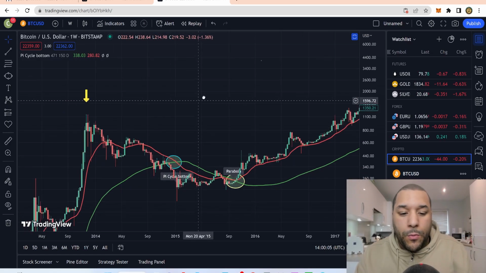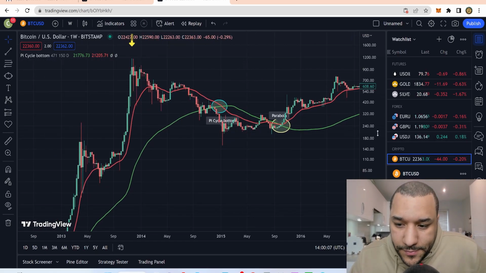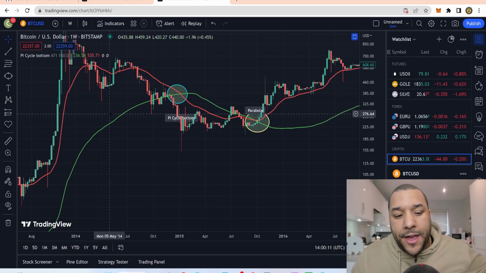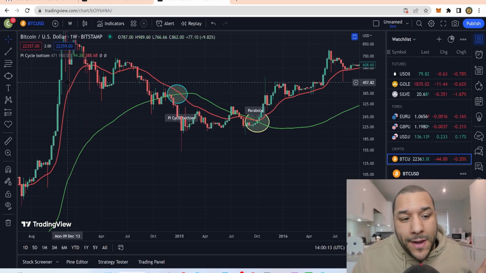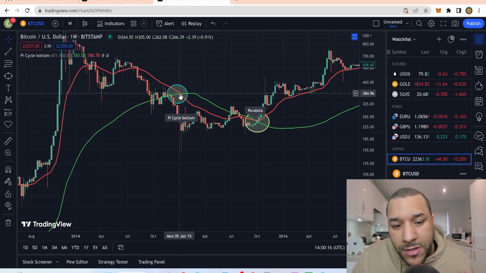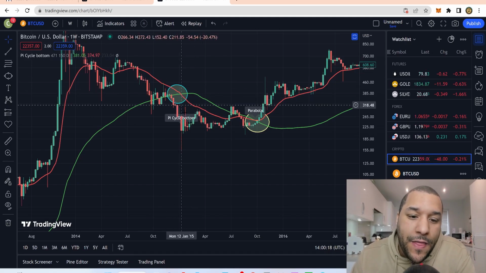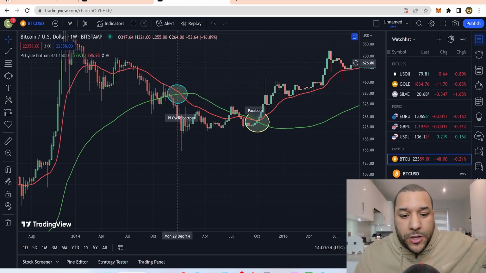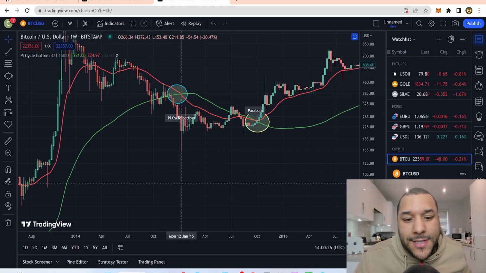How does it call it? Well, you're looking at two lines here. And we're going to use the bottom as an example. We have a red line and a green line. It's very simple. When this red line comes down and crosses with the green line, that usually resembles the bottom of the cycle. And then it crosses, with the Pi cycle top, it usually puts a line in the middle to say this is the bottom.